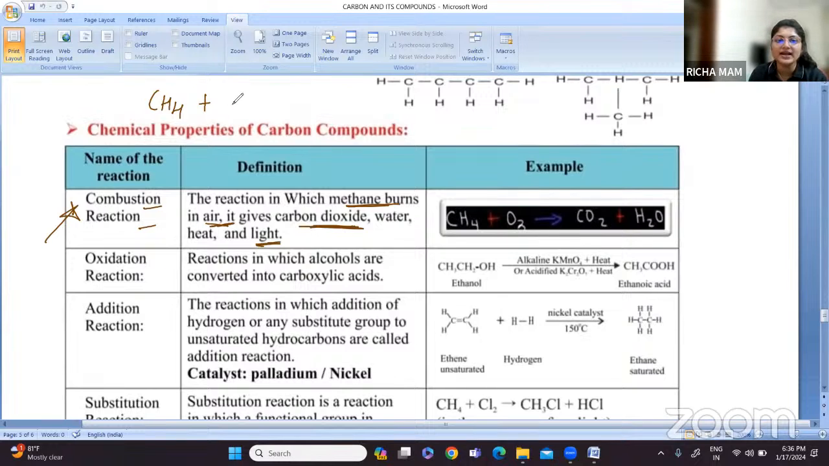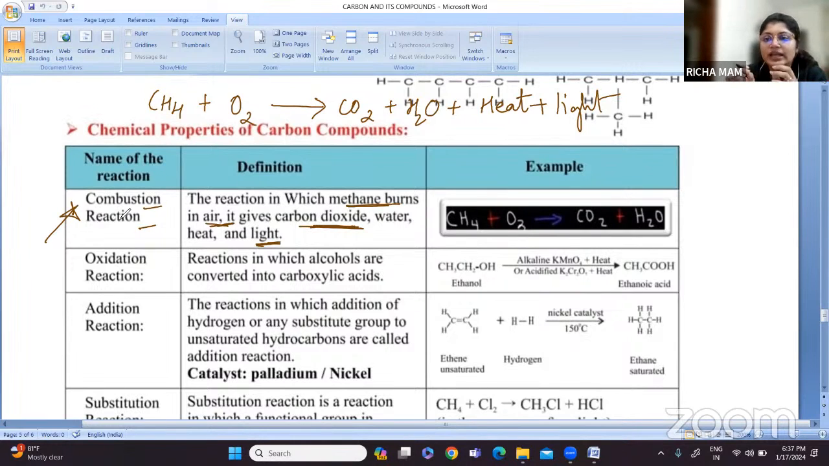When methane reacts with air, what does air consist of? Air consists of oxygen. So it forms carbon dioxide gas and water. Heat is produced, excess heat is given out, so it is an exothermic reaction, and light is given out. This is the combustion reaction. So whenever methane burns, how does it burn?